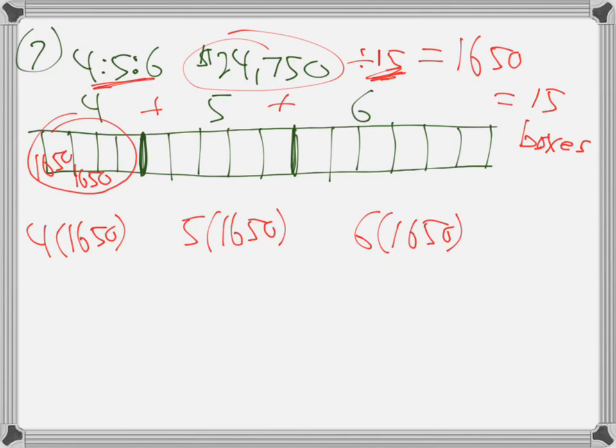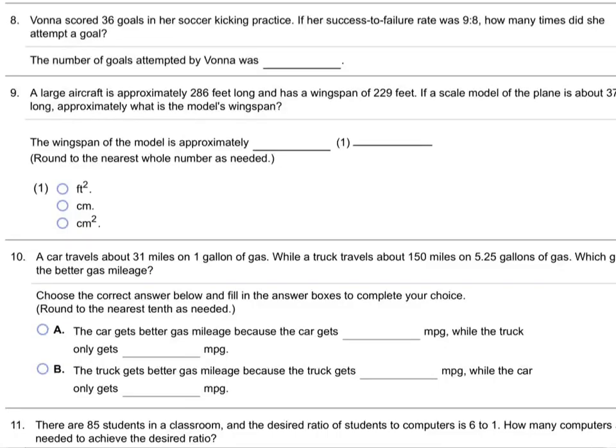That good? Now we're not going to get through any of the questions. So Vana scored 36 goals in her soccer kicking practice. If her success to failure rate was 9 to 8, how many times did she attempt a goal? So they're asking a little bit of a different question there.